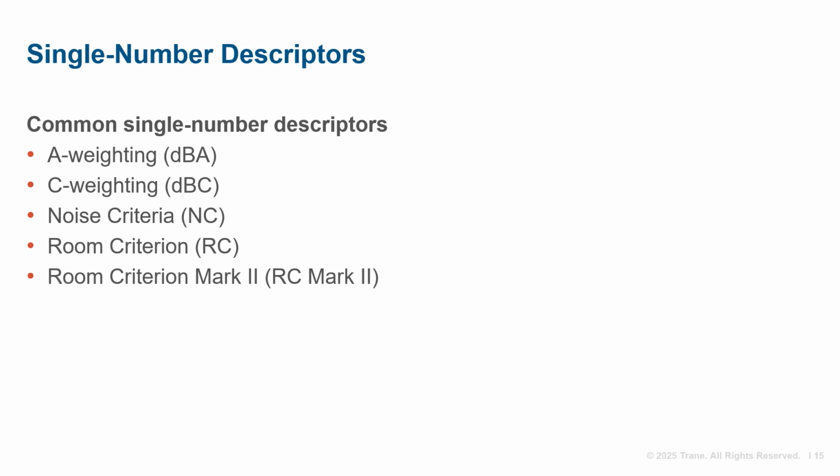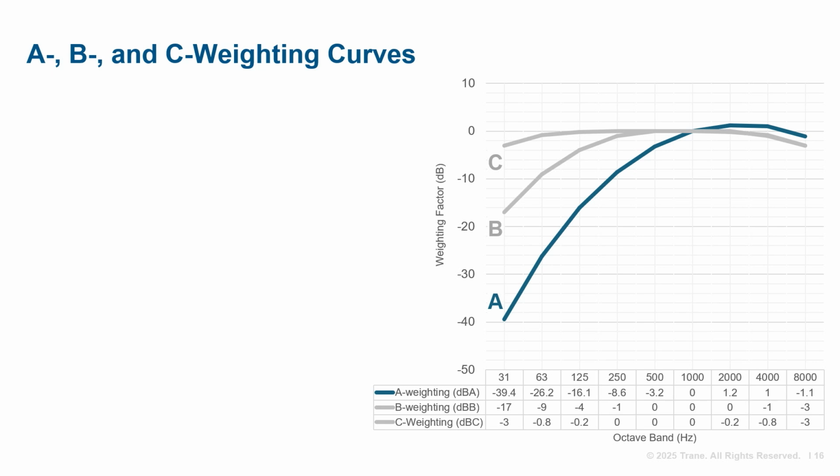Of these, A and C weighting and noise criteria, or NC, are most common in our industry. All these descriptors share one thing. They all attempt to compensate for the non-linearity of how we hear sound. A weighting is a common single number weighting scheme. The blue line shows the standardized A weighting curve.